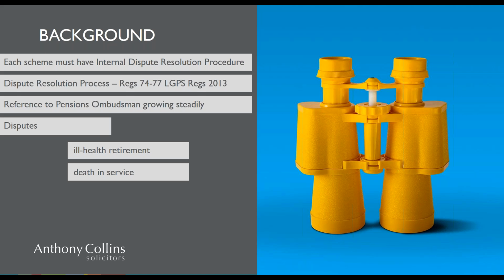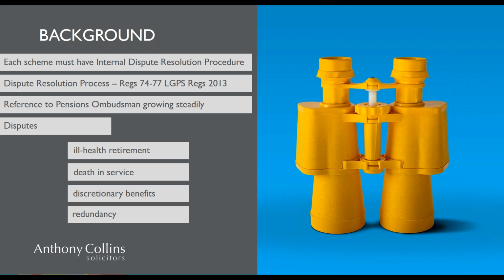Another area that is ripe for dispute is discretionary benefits. So employers in the local government pension scheme have the power to award certain discretionary benefits. So that might be the award of additional pension, or it might mean the waiver of an actuarial reduction to an early retirement pension. And again, these additional benefits can be quite valuable for members. And so perhaps unsurprisingly, where discretionary benefits are refused, you will often see complaints about these.